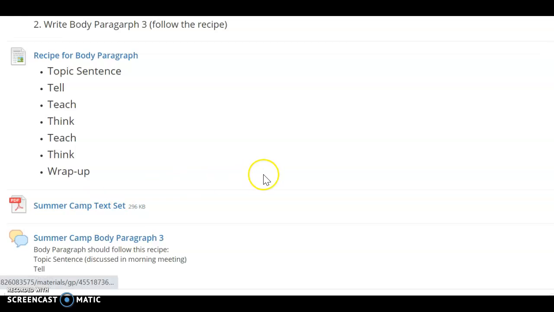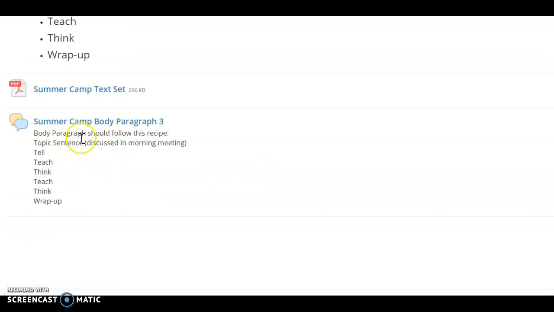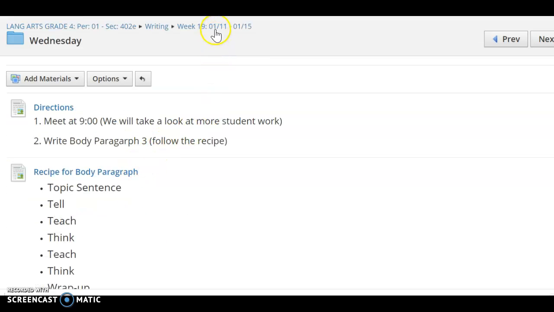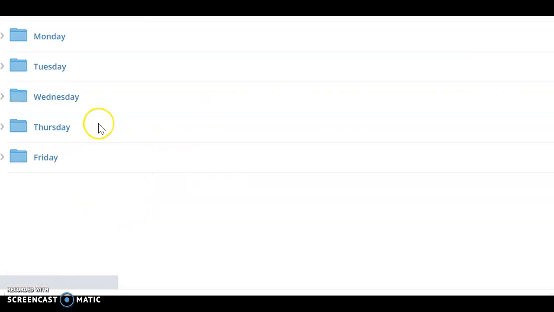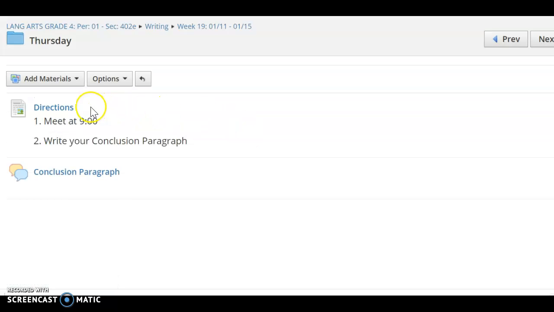Again, here's a copy of the text if you need it, and your body paragraph 3 discussion board where you will type it. Some of you prefer handwriting it and taking a picture. Again, that's fine. But again, I would print this, have it ready, because you will see that as we move into Thursday's folder, you are going to write your conclusion paragraph.